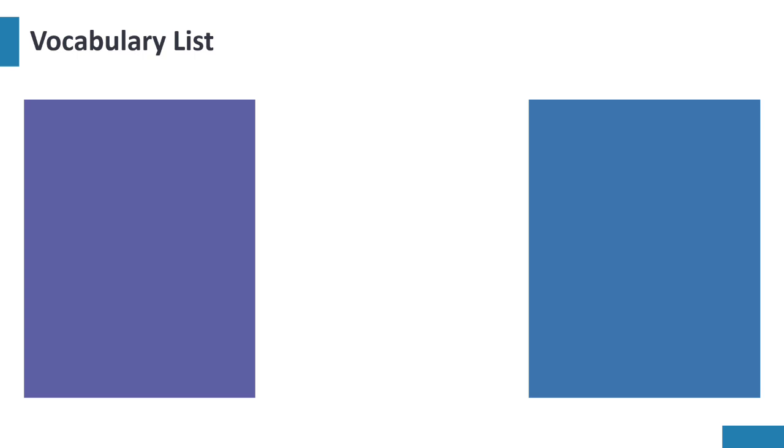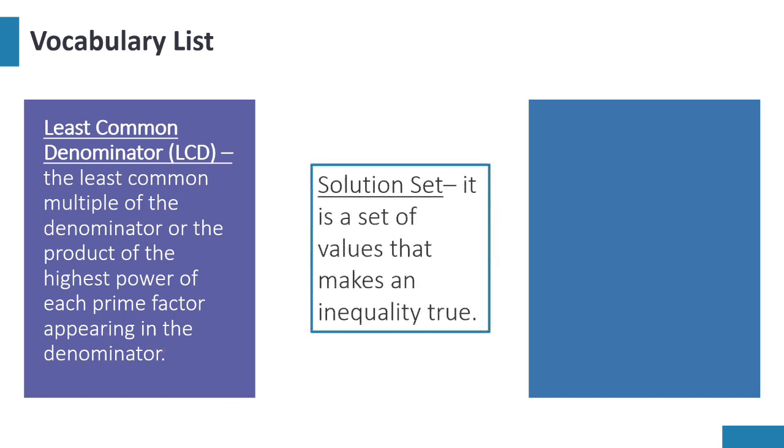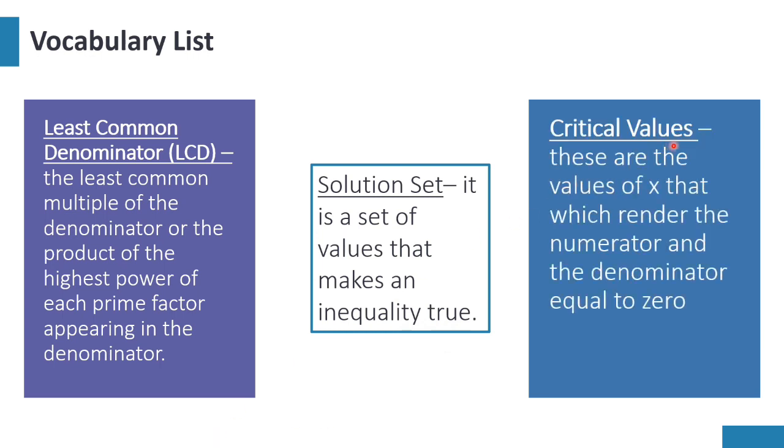Let's have this vocabulary list. First, we have the least common denominator or the LCD. The least common multiple of the denominators, or the product of the highest power of each prime factor appearing in the denominator. Then we have the solution set. It is a set of values that makes an inequality true. And the last one, we have the critical values. These are the values of x which render the numerator and the denominator equal to 0.